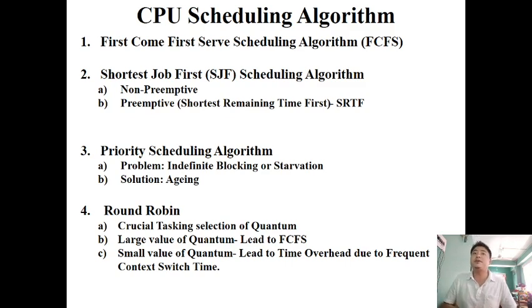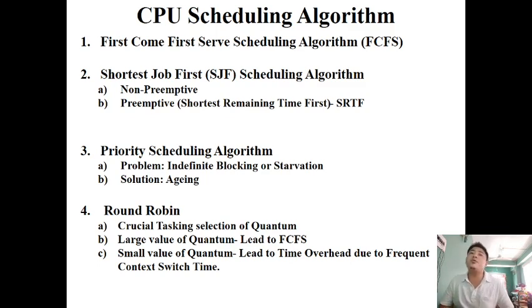So this is a very generous algorithm which uses the concept of the quantum, and with the help of the quantum, all the processes will get an equal chance to execute. If a process completes its task within the given time quantum, it's okay. If it does not, then it will be preempted, and in the next cycle of round robin, it will get a chance again with the same quantum. So this is how round robin works.